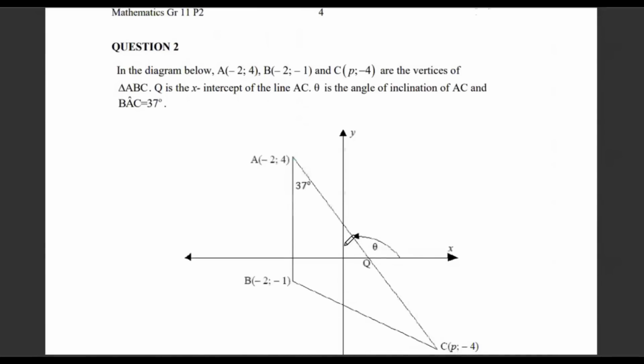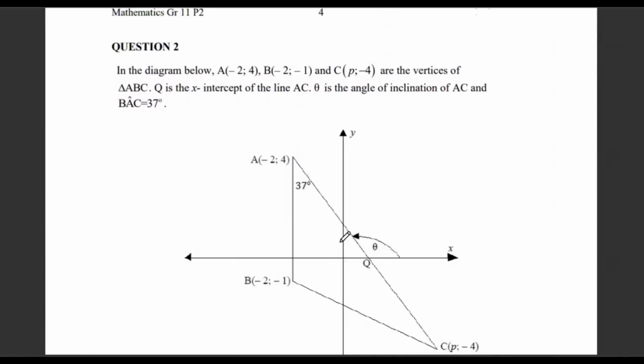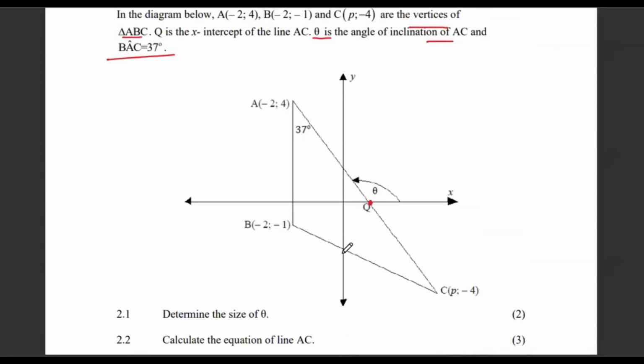Okay, question number 2, still under analytical. In the diagram below, A is (-2, 4), B is (-2, -1), C is (p, -4). These are the vertices of a triangle ABC. Q is the x-intercept of the line AC. This is the angle of inclination, and then BAC is 37 degrees. They want us to determine the size of theta.